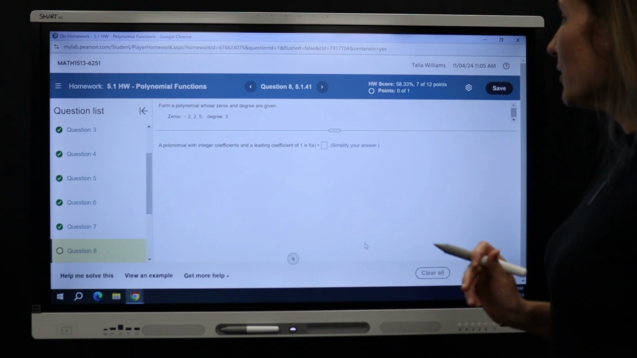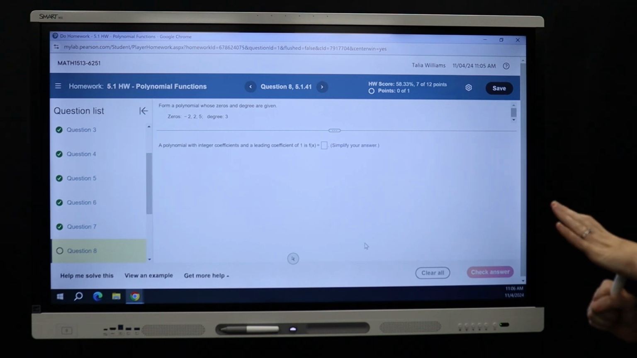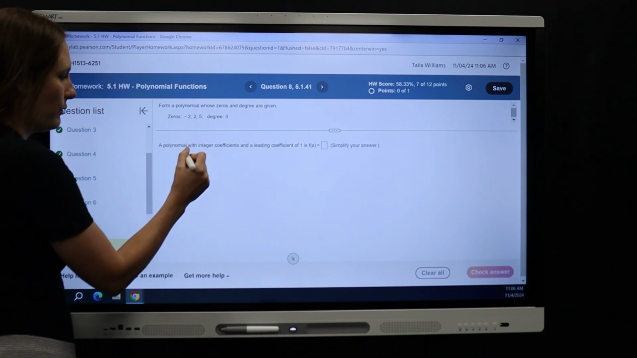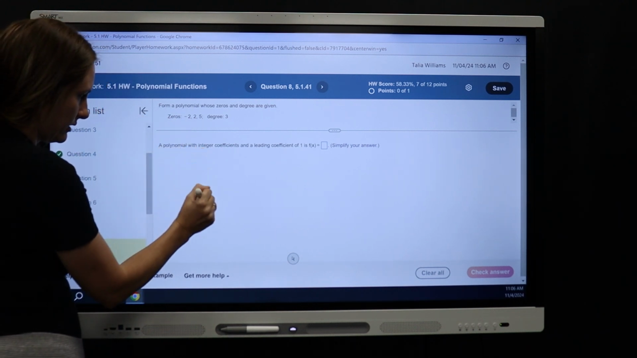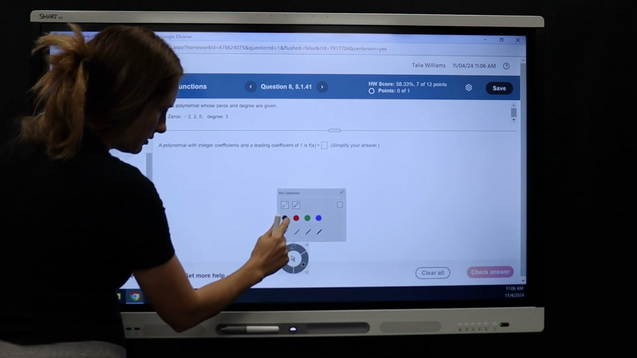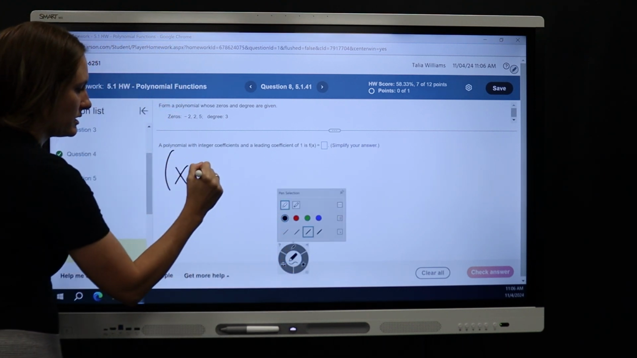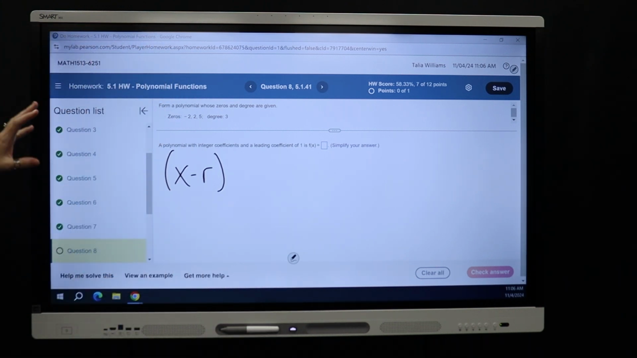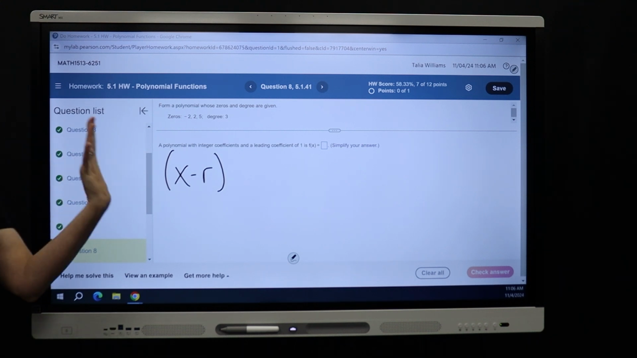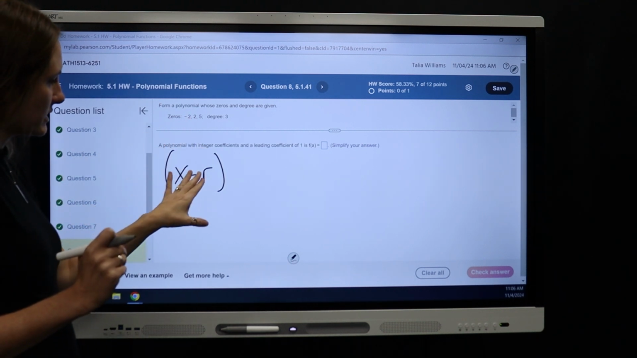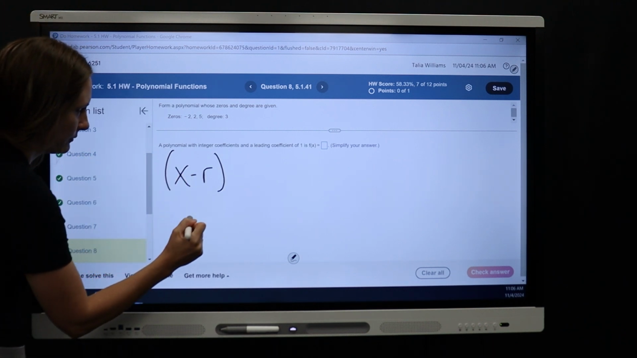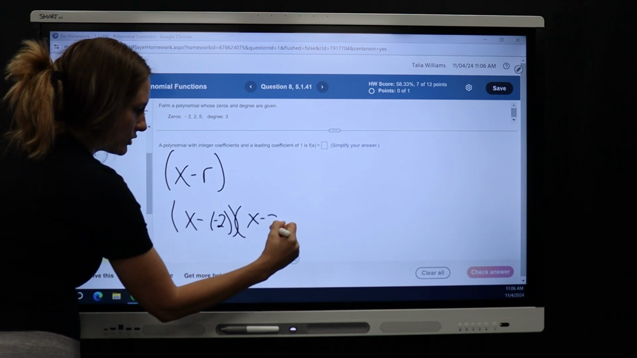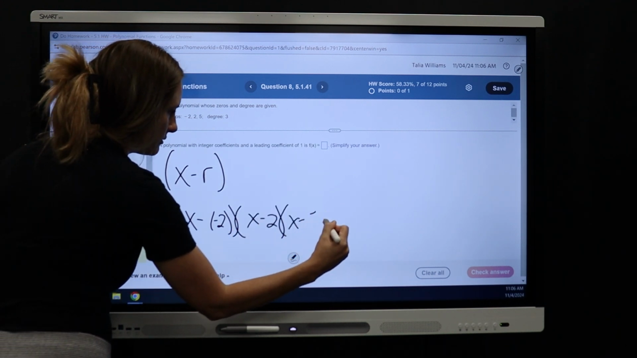Okay. Form a polynomial whose zeros and degrees are given. So when we have a 0 right here, we always put them in. Zeros go in this form, x subtract r, because when we were solving our polynomials before and we'd solve for x, that was telling us that 0, that x-intercept. So each one of these zeros has to go into this form. So I'm going to have x subtract negative 2, x subtract 2, and x subtract 5.